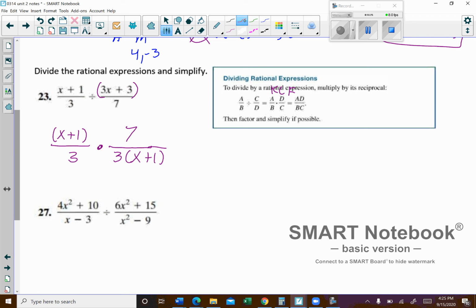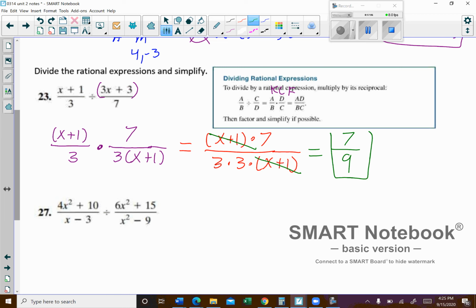Now, if you want to start canceling now, you can. It's not really that big of a deal. Because all these are on top and all these are on bottom, I'll go ahead and rewrite it as 1 fraction, in case you're unsure. But if you felt comfortable doing it now, that would be fine. So 3 times 3 times x plus 1. And so we'll go ahead and cancel out the x plus 1s. So we're left with 7 and 3 times 3 on bottom. None of those can be reduced. So we're going to leave it as 7 over 3 times 3, which is 9. So that's simplified into 7 over 9.